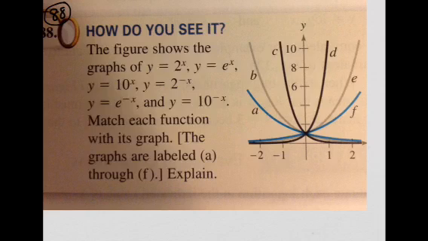So we have to match the equations with the graphs, okay? They're labeled A through F. So the first 3 equations are growth equations because the base is greater than 1. And notice how it's progressively a bigger base. So 2, E, which is 2.7, and then 10. So then the steepest graph is going to have the base 10. Okay? So that means that 10 to the x would be D.